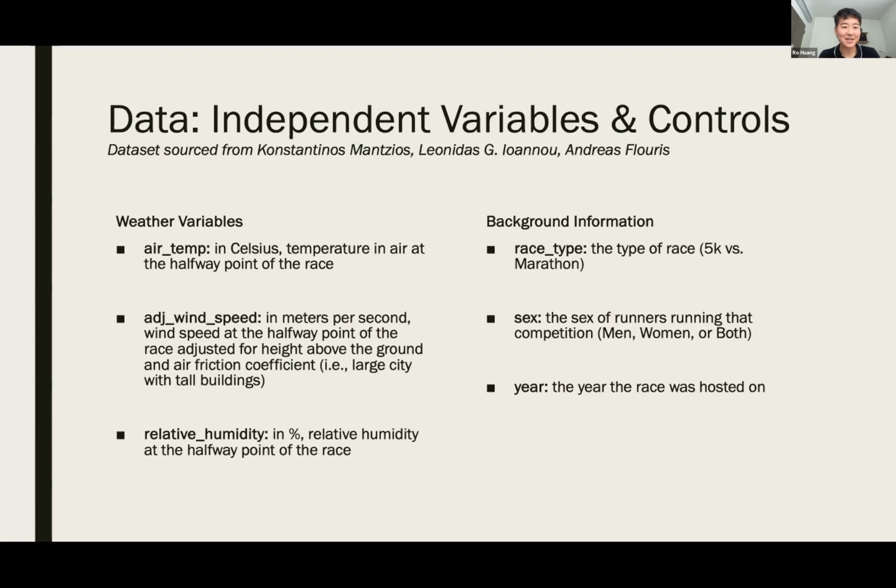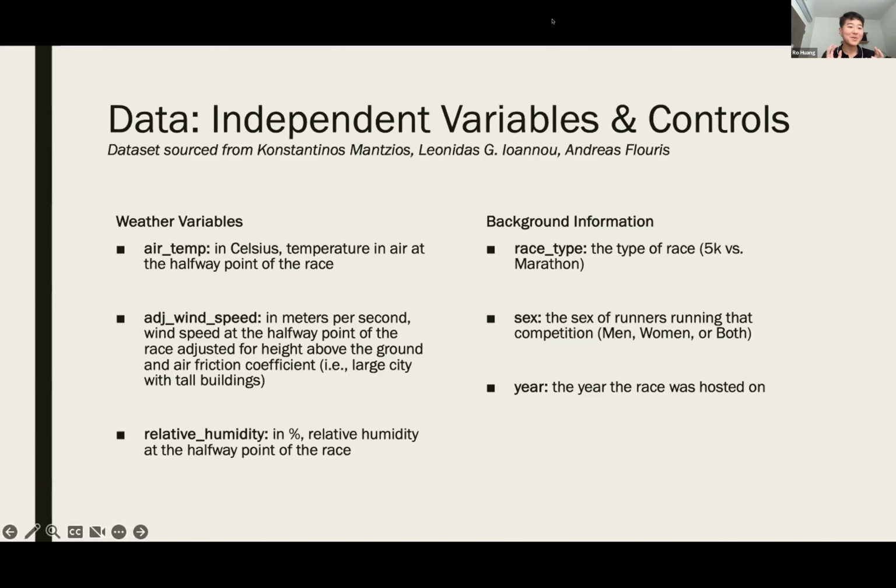Another thing to keep in mind was that I was really worried about multicollinearity with weather variables, just because oftentimes you can have some really similar things, in the sense that you have adjusted wind speed and you have wind speed. So this is the reason why I thought carefully about these particular variables, to avoid some multicollinearity issues. We also had some data on the background information. So this includes things like race type, sex, and year.